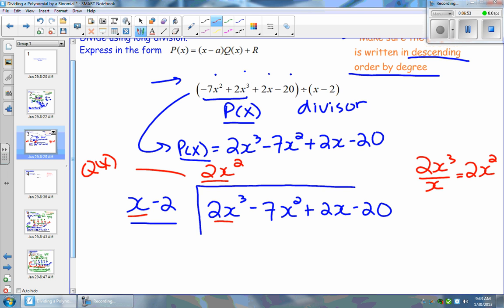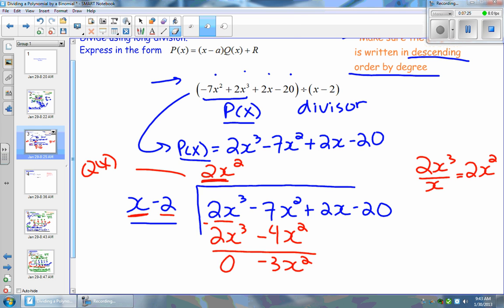Now we have to carry out a multiplication here. 2x squared times x gives me a 2x cubed. That goes right underneath just like that. 2x squared times a negative 2 gives me a negative 4x squared. Okay, so put a line underneath and carry out the subtraction. 2x cubed minus 2x cubed gives me a 0. Negative 7x squared minus negative 4x squared, be really careful with the signs here, it is a negative 3x squared. Okay, so I'm going to get rid of this 0, and we're going to bring down the next term, which is a positive 2x.